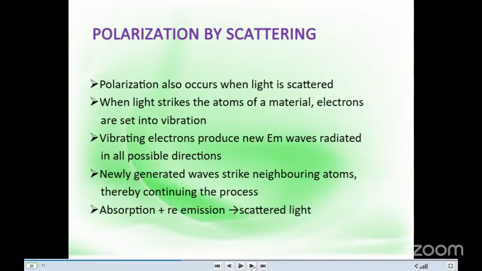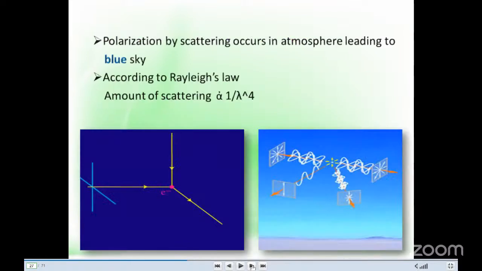And polarization by scattering. When light is scattered, polarization also occurs. If it strikes the atoms of materials, electrons are set into vibrations. So vibrating electrons may produce EM waves, and these generated waves strike neighboring atoms. So absorption plus re-emission is nothing but scattered light. So scattering which occurs in the atmosphere leads to the blue sky.